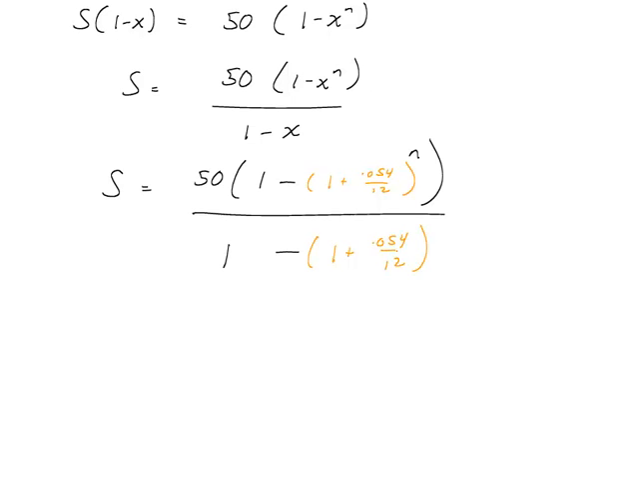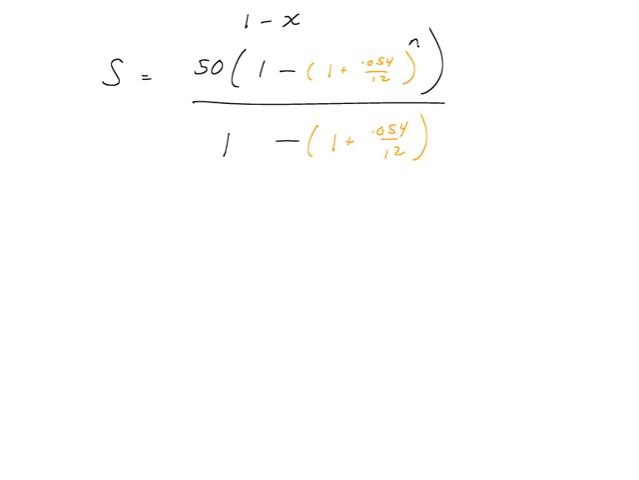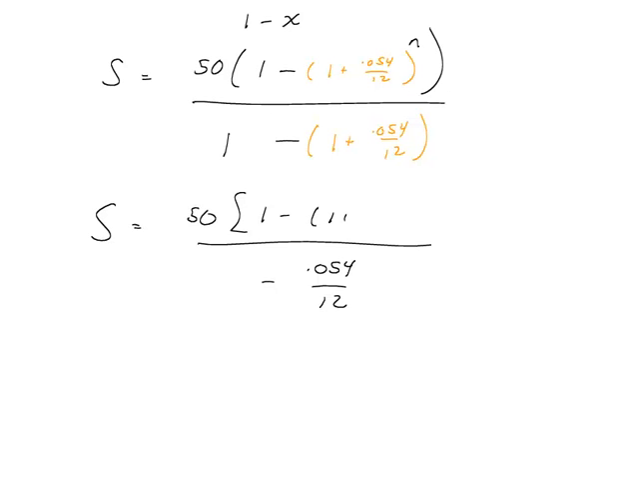And I'm going to do a little bit of simplification, and we're going to see how this relates to the annuity formula that you can find on the web or in a math textbook. So we have that the sum, and we're almost there, is 50 times, I'm going to do the denominator first so you can see where we're going with this. Distribute the minus here, and I'm left with 1 minus 1 is 0, so I have negative 0.054 over 12. And in the numerator, I'm going to leave it alone for right now.